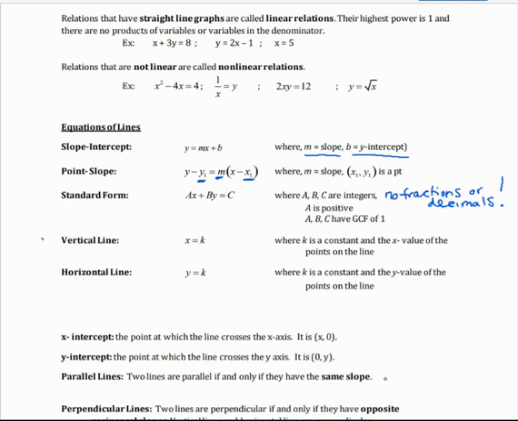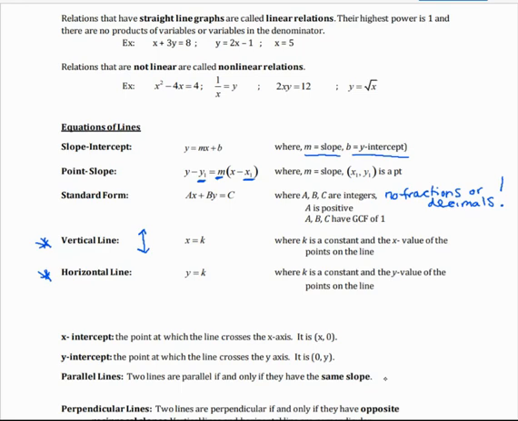Now, these are 2 that people forget quite often, so I'm going to star them right now. Our equation for a vertical line and a horizontal line. So vertical lines, remember, go up and down, okay? A vertical line is always in the form of x equals a constant. x = 2, x = -7.